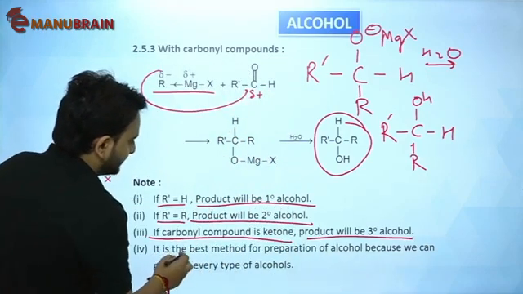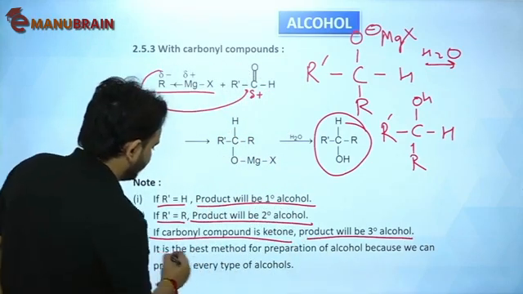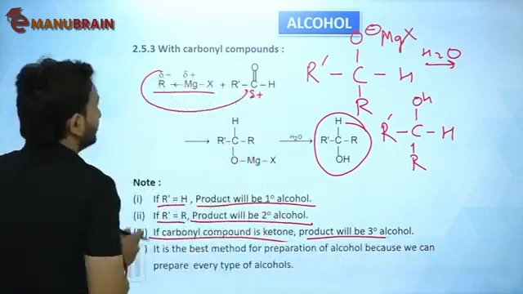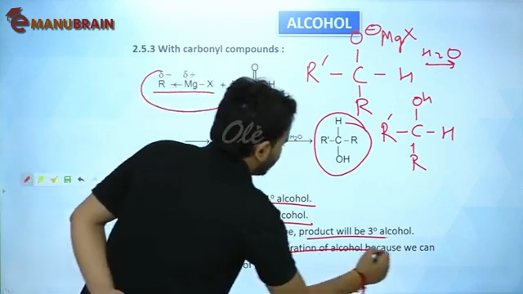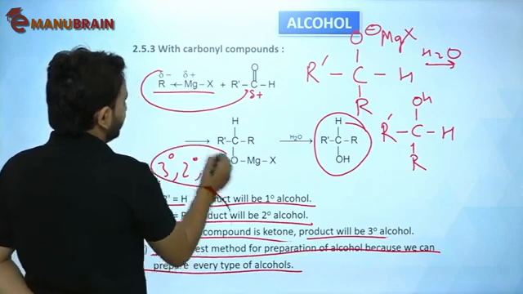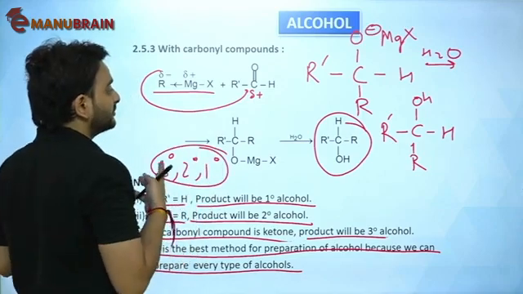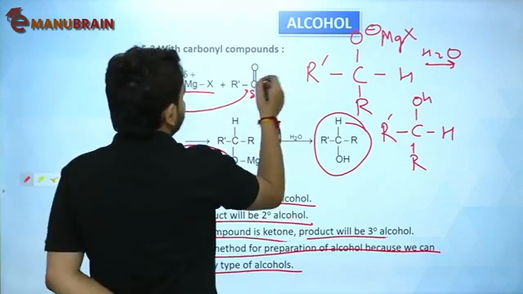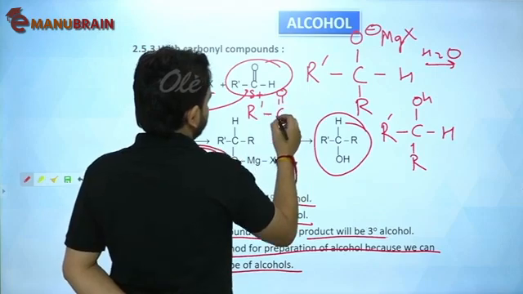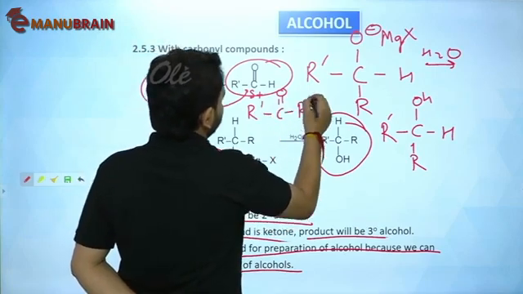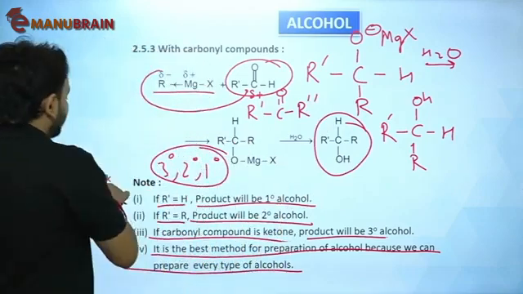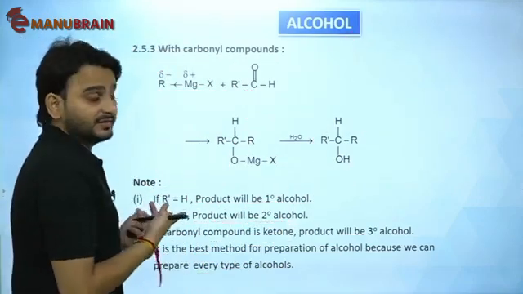It is the best method for preparation of alcohol, because we can prepare every type of alcohol. This is considered from Grignard reagent reacting with a carbonyl compound, because we can prepare all types of alcohol, 3 degree, 2 degree and 1 degree. In this case, we'll be able to produce both 3 degree and 1 degree. So for example, if instead of this aldehyde it was R dash C double bond O R double dash, then of course a 3-degree alcohol will be obtained. So 3-degree, 2-degree, 1-degree, all types of alcohol can be obtained with this method.